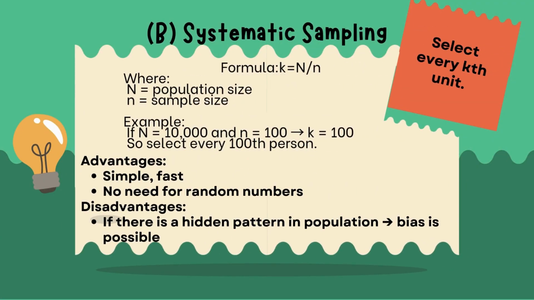Systematic sampling involves selecting every kth unit from the sampling frame. The sampling interval k is calculated using the formula k = N/n, where capital N is the population size and small n is the sample size. For instance, if N is 10,000 and small n is 100, then k equals 100, meaning every 100th person is selected. The advantage here is this method is simple and fast and does not require the use of random numbers. The disadvantage is a significant risk of potential bias if a hidden cyclic pattern exists within the population list.